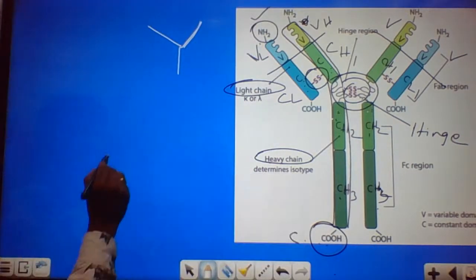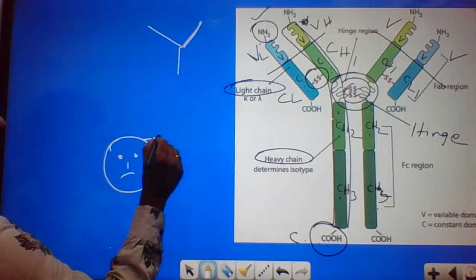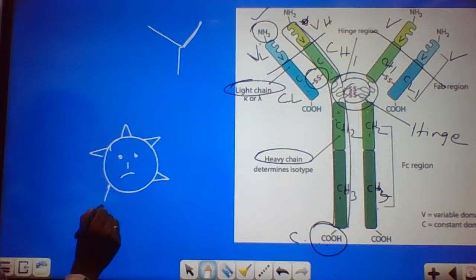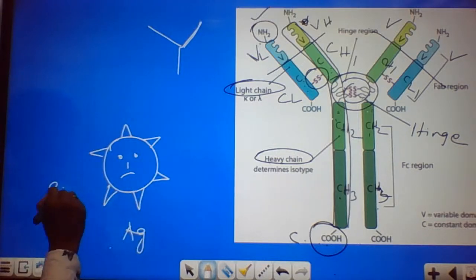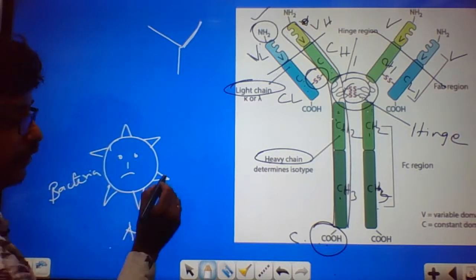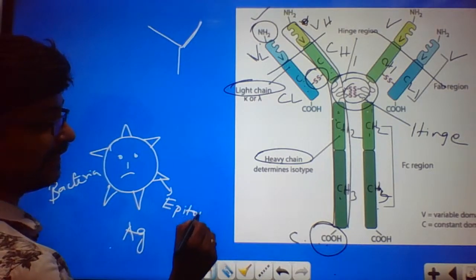Coming to the hinge region, for example, this is an antigen, a structure of an antigen. Here we have something called an antigenic determinant present on the surface. Take this as an antigen, say any bacteria. On the surface of the antigen, you could see something called an epitope. This is called the antigenic determinant.